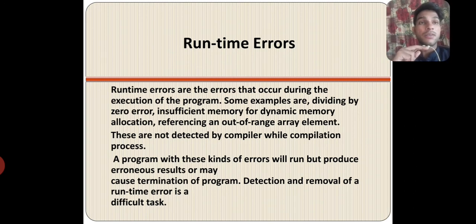And the second one is runtime errors. So what are runtime errors? Runtime errors are the errors that occur during the execution of the program. Some examples are dividing by zero error, insufficient memory for dynamic memory allocation, and referencing an out of range array element.